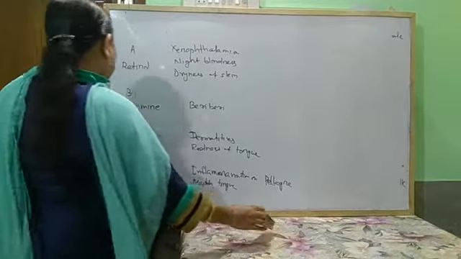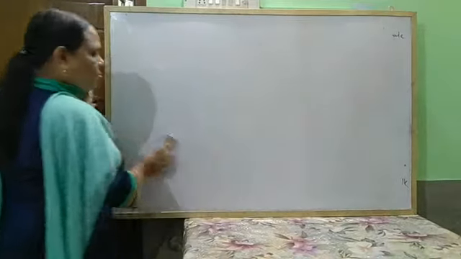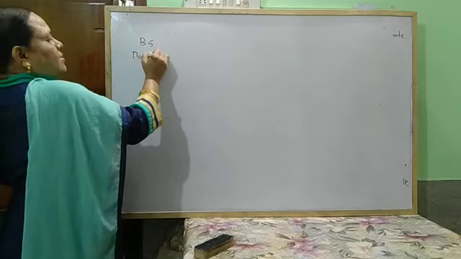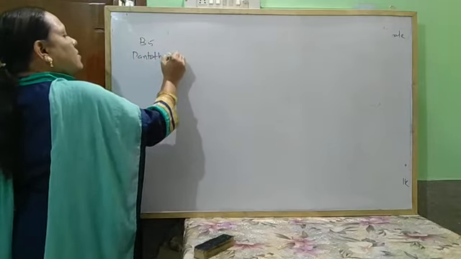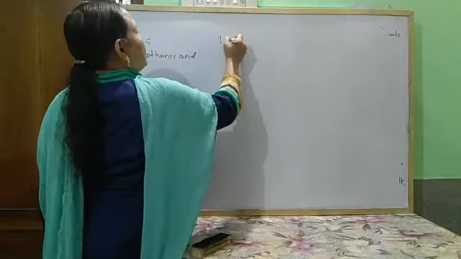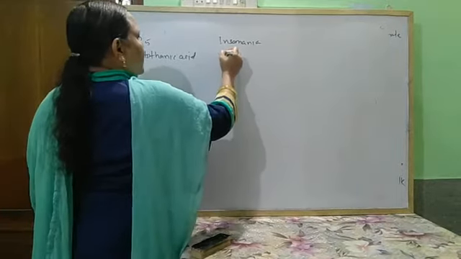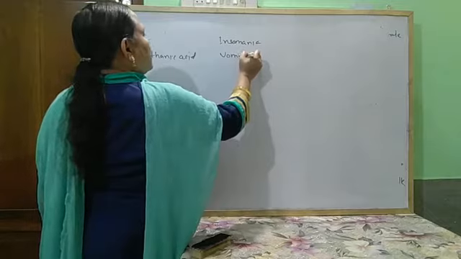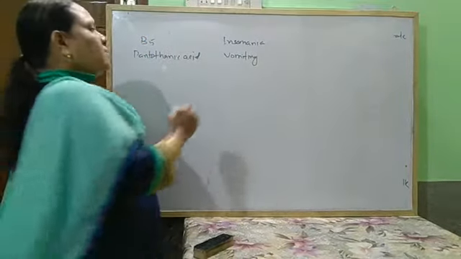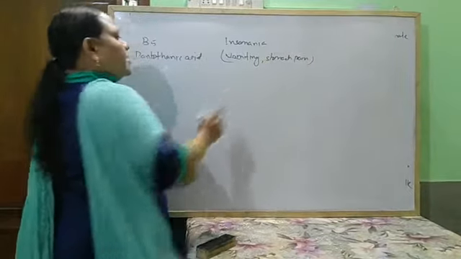Now another vitamin, that is vitamin B5, known as pantothenic acid, and the deficiency symptoms are insomnia, vomiting and stomach pain. So these are their symptoms.